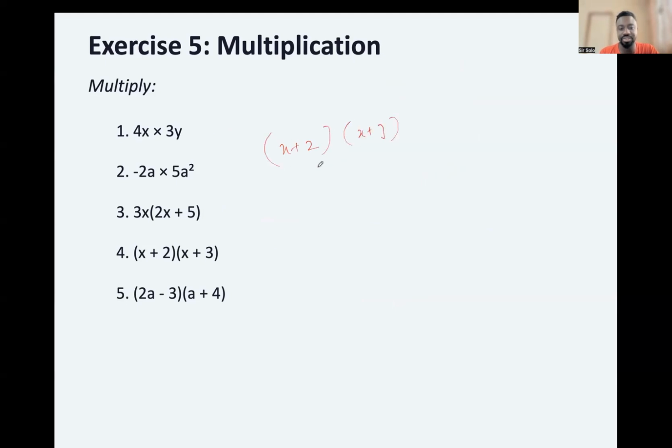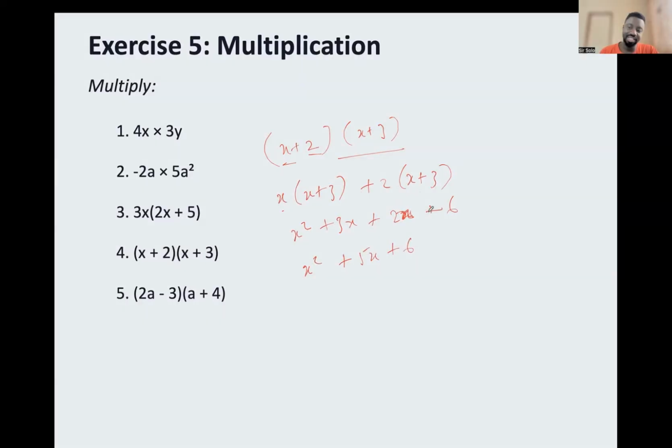x plus 3. If I multiply, you can do it like this: x plus 3, plus 2 into brackets, x plus 3. x times x is x squared, plus x times 3 is 3x, plus 2 times x is 2x, and 2 times 3 is 6. So you have x squared plus 3x plus 2x is 5x plus 6.